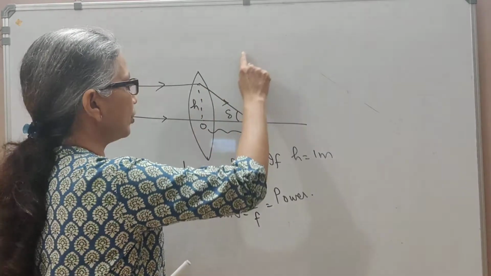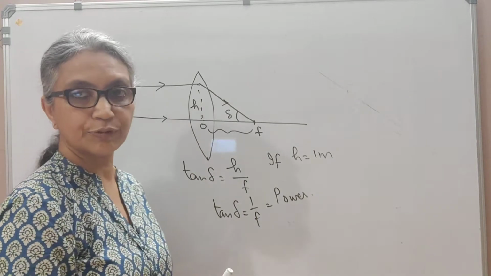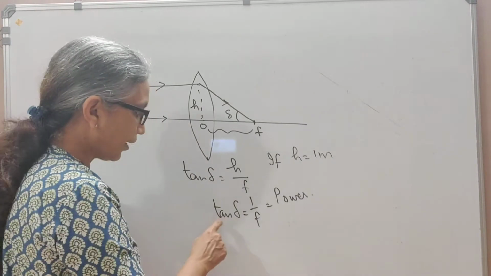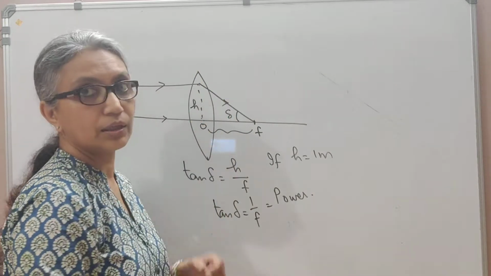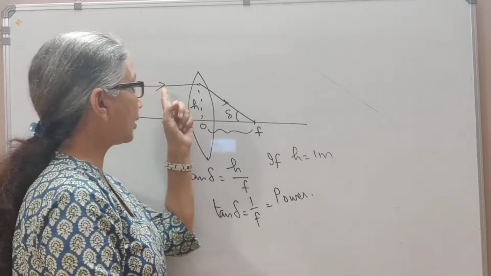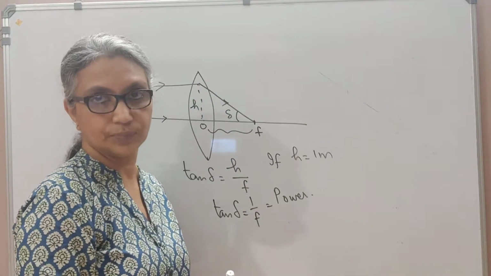If you were talking about a concave lens, this ray would have been diverged, and you will see that the tan delta will be here. So you will define power as the tangent of the angle through which a concave lens diverges a ray parallel to the principal axis incident at 1 meter from the optic center.